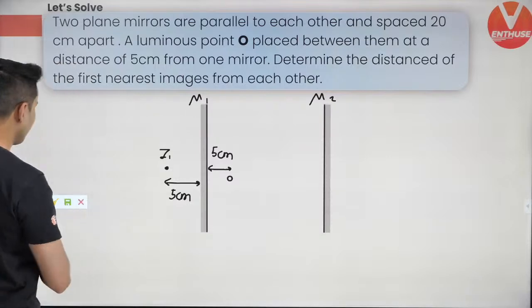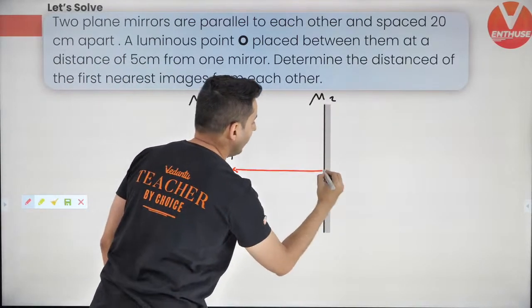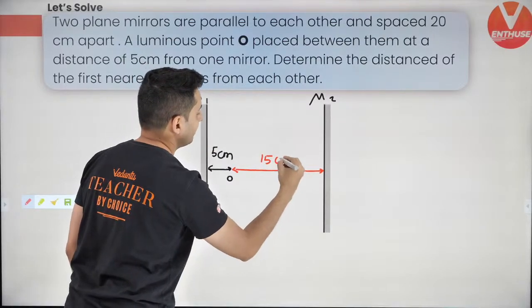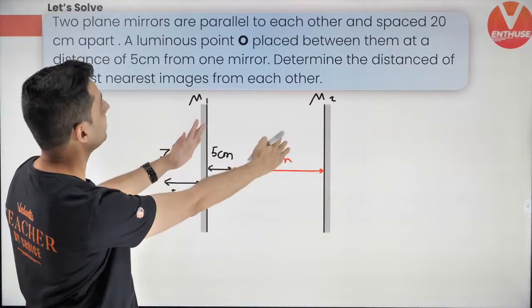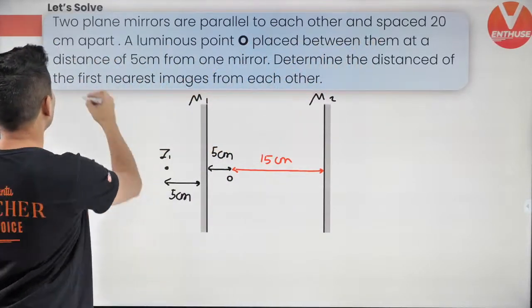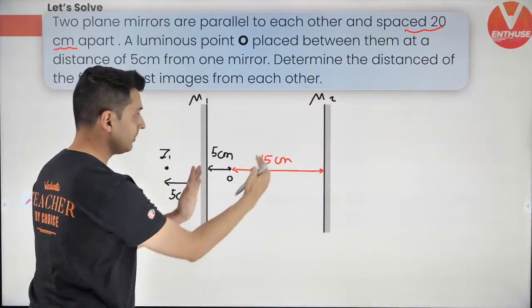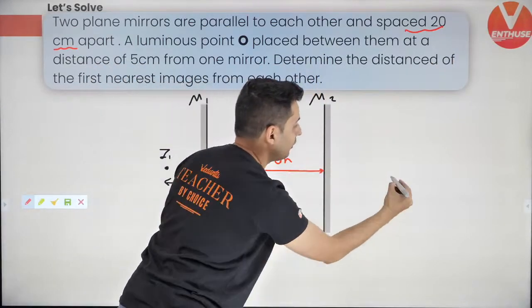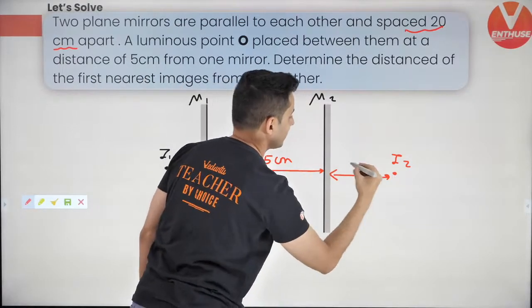This is image 1. And not just that, this object will also reflect, because it is at 15 centimeters from the other mirror. Remember, the total distance was 20. So if this is 5, this is 15. So this mirror will also form an image over here, and this distance will be how much?